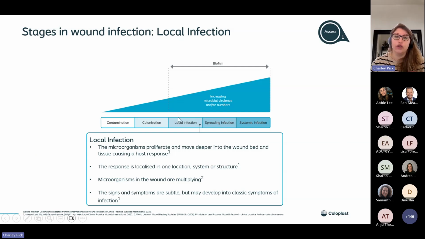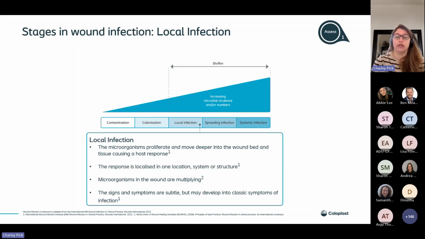So you have your contamination and your colonization. Now these do not cause the host a problem. So your wounds, as we said already, all wounds that are chronic or difficult, hard to heal, will be contaminated with bacteria. But colonization and contamination don't generally cause a problem to the host defense, so our immune system can manage with them. It's when you get to local infection that we start to get a problem.